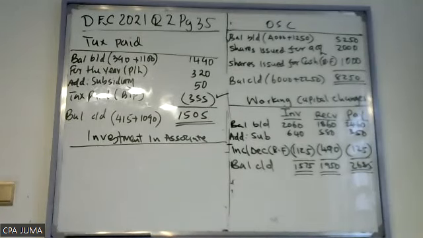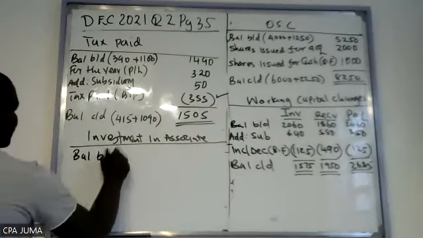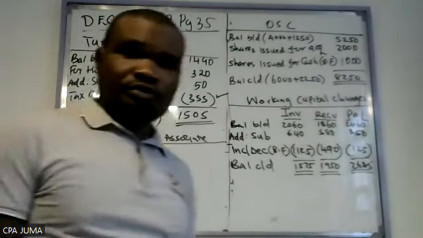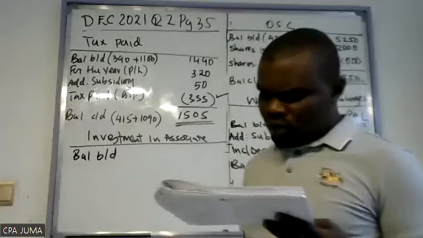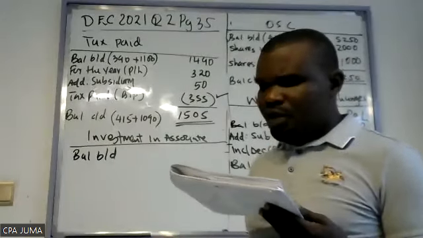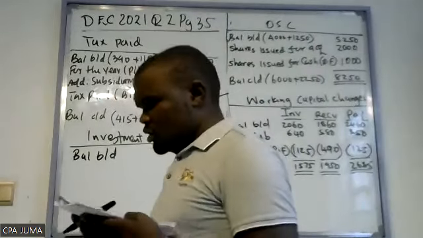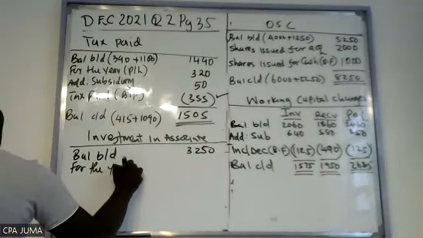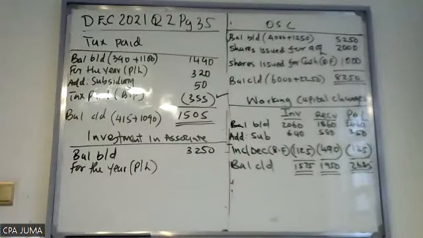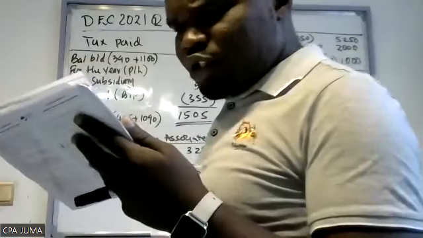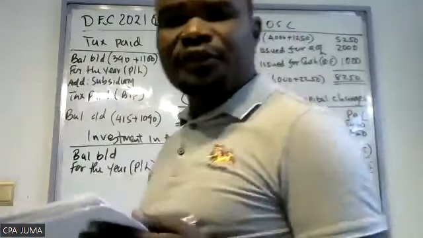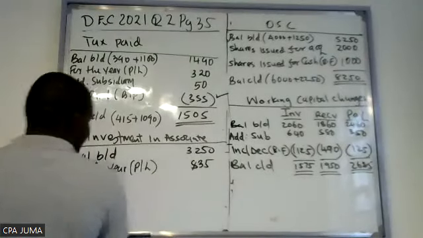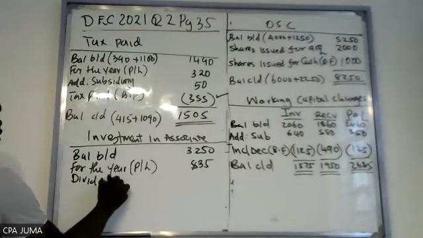All right, balance brought down. So balance brought down, students, for investment in associates and non-current assets. Check non-current assets, 3250. For the year, check P&L, there was share of profit of associates. We shared how much? 835. Yes, Marcy. We shared 835. Your balancing figure here should be dividends received.